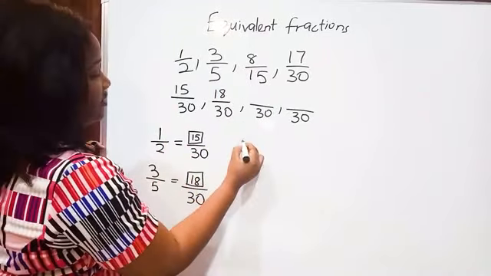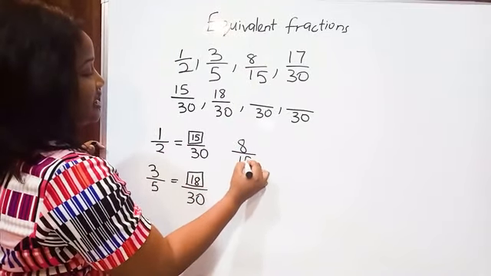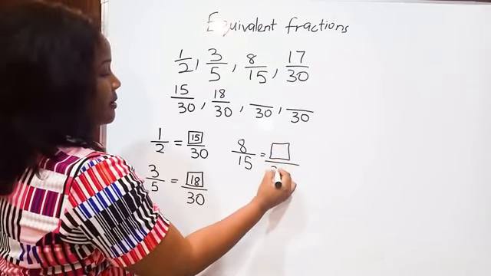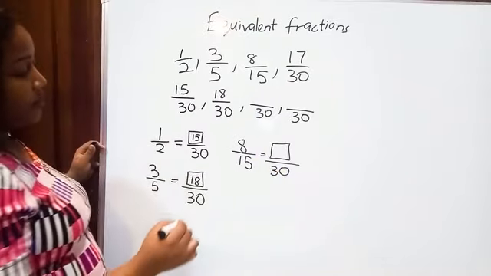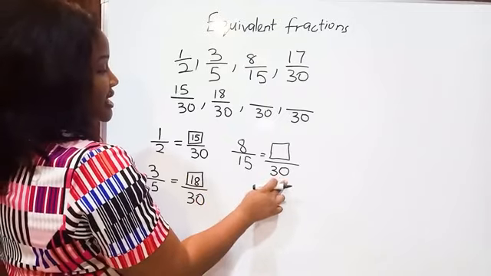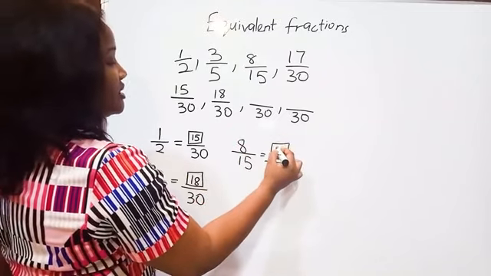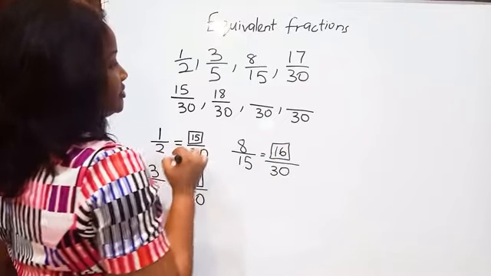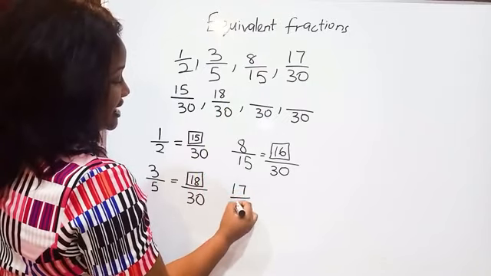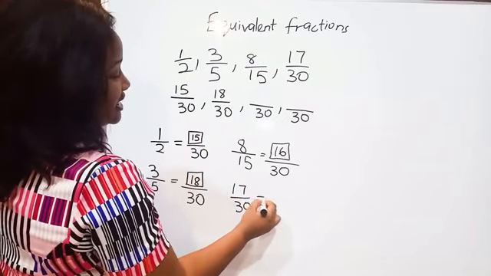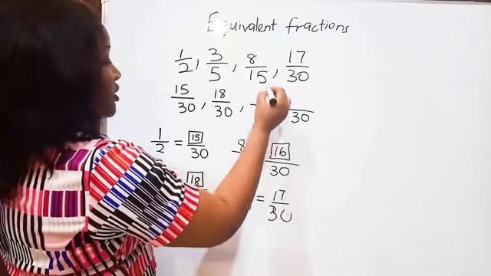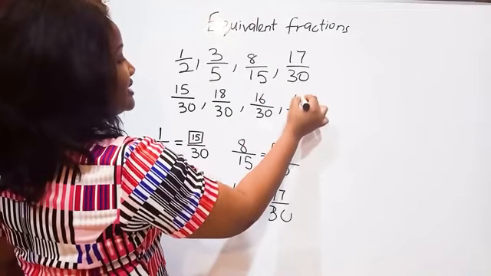Let's look at 8 over 15. Okay, relationship between 15 and 30. Now 15 times 2 gives us 30. So 8 times 2 should give us 16. Then look at 17 over 30. Since it maintained 30, 17 over 30 is the same thing as 17 over 30. So we have 16 here, and we have 17 here.